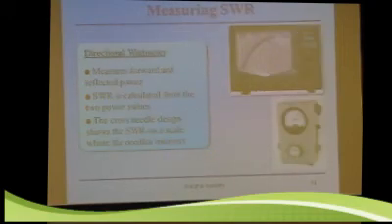On a directional watt meter, this is one that's all together. It measures both forward and reflected power. The SWR is calculated from the power values of one like this.